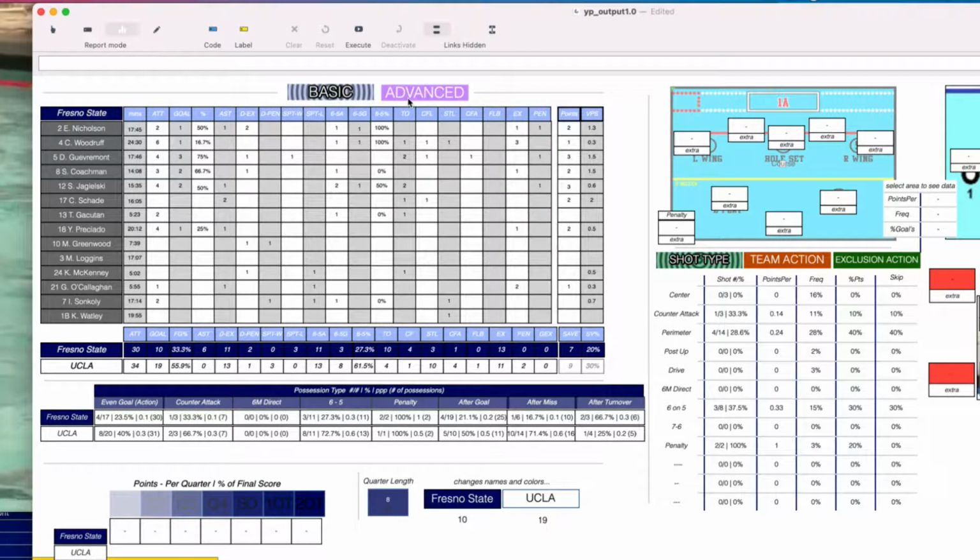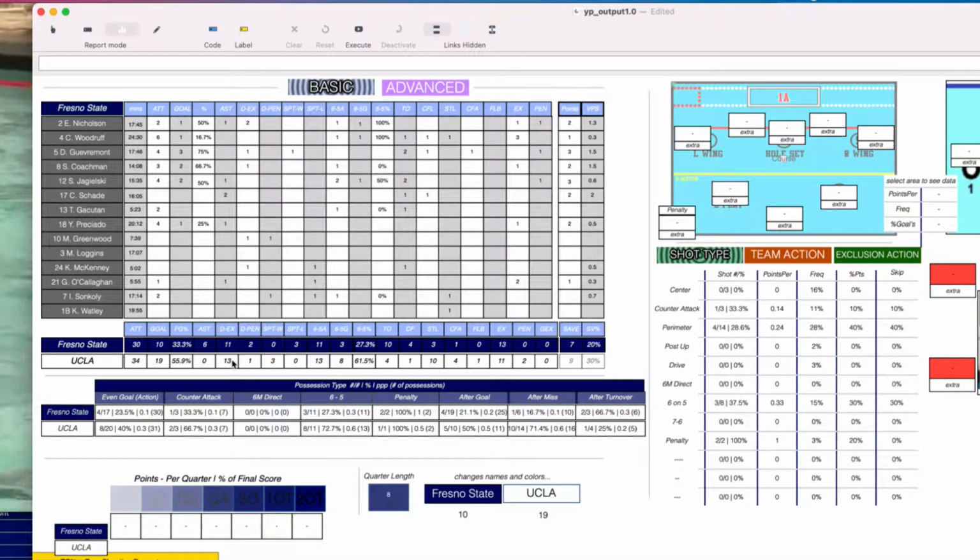If you look down here at the total scores for goals, Fresno State has 10 goals, 33%. UCLA is at 55%. I don't get assists for UCLA, just not how it works. Drawn exclusions are pretty even. The difference is that the scoring percentage was massive. Then over here we have turnovers: 10 turnovers for Fresno State, and that's a big number. UCLA only had 4 turnovers.